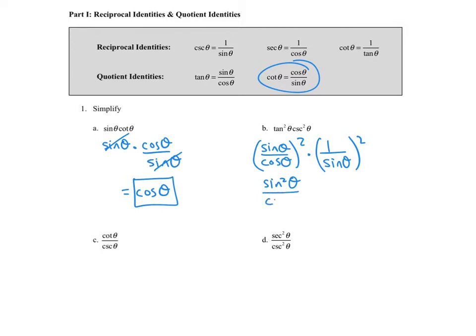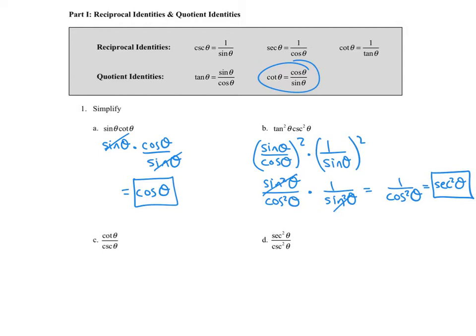Okay, and then we do over cosine squared theta times 1 over sine squared theta. 1 squared is just 1. And the sine squared thetas cancel out, leaving us with 1 over cosine squared theta. And 1 over cosine is secant, so we can simplify this by writing secant squared theta.